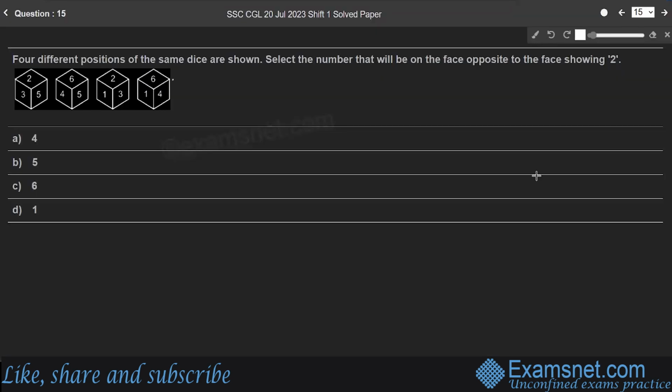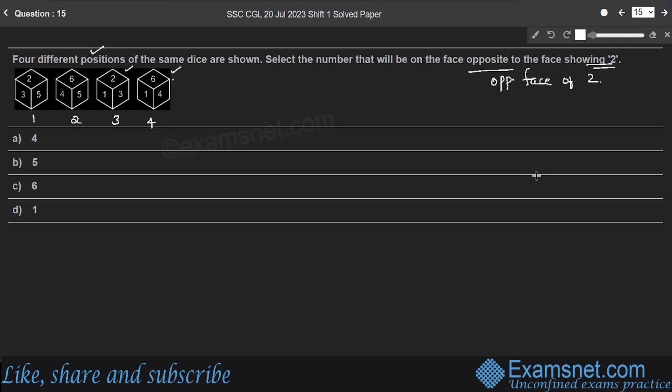Question 15. 4 different positions of the same dice are shown. Select the number that will be on the face opposite to the face showing 2. That means we need to find the opposite face of 2. Here, 4 different positions of the same dice are given. Consider the third and fourth positions.